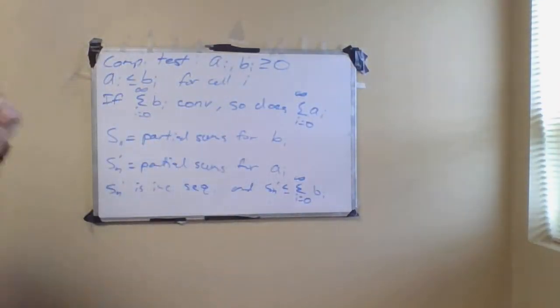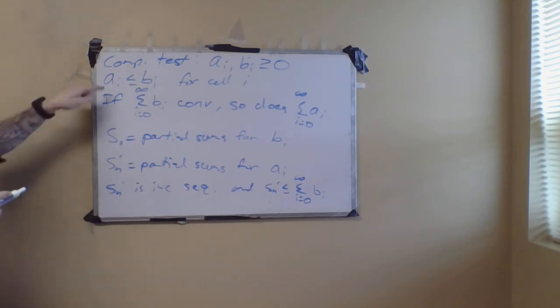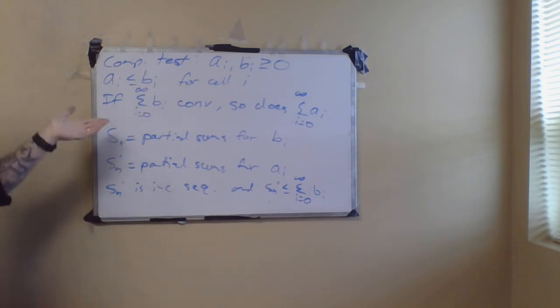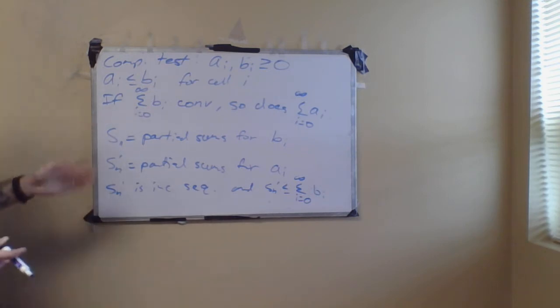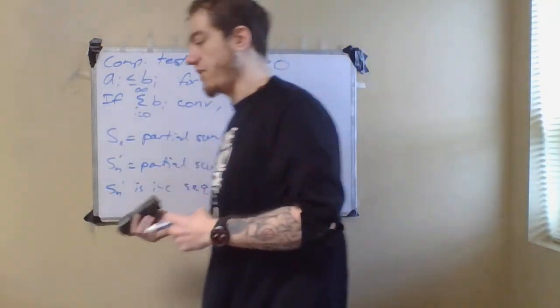A bounded increasing sequence has to converge in the real numbers. And that means that the sum of the a sub i's converges, because remember, the sum of the a sub i's is just the limit of the partial sums. So the comparison test is not really all that complicated to understand why it's true and to prove it.